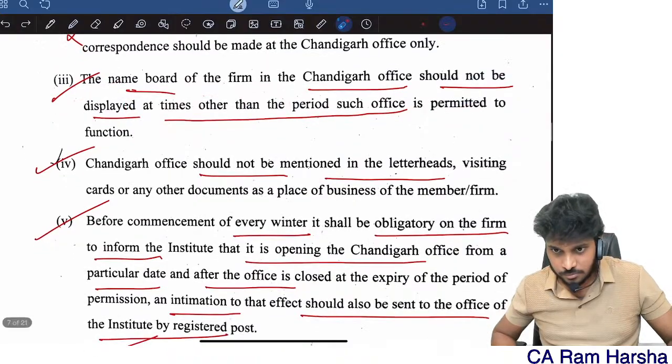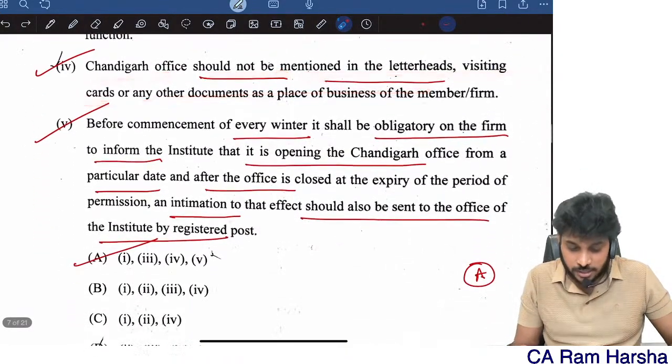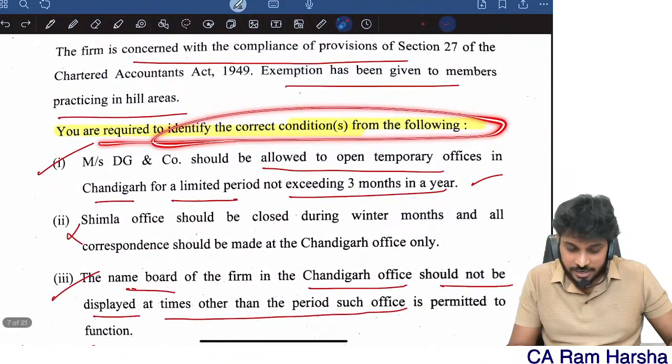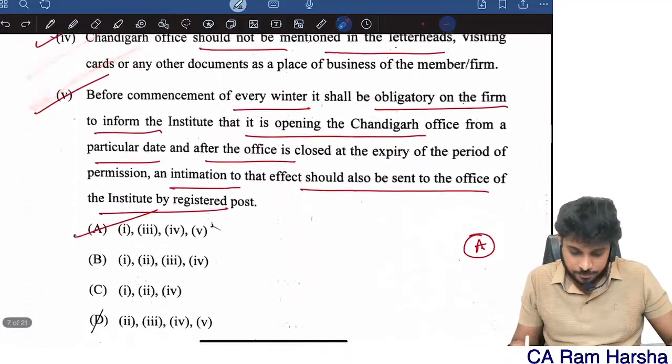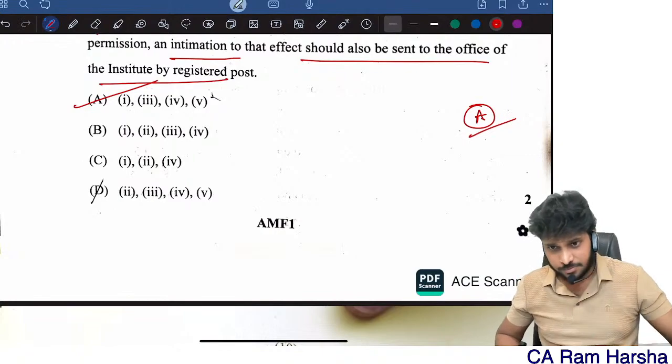Yes. Next. Chandigarh office should not be mentioned in letterheads. That is also correct. Before commencement, you need to inform the institute. Therefore, you are required to identify correct conditions 1, 3, 4, 5. So the answer is 1, 3, 4, 5. That's it. So the answer is option A. Next.